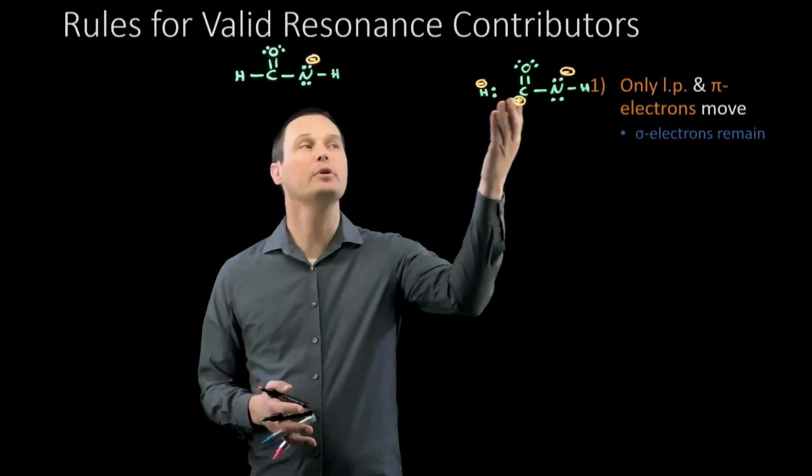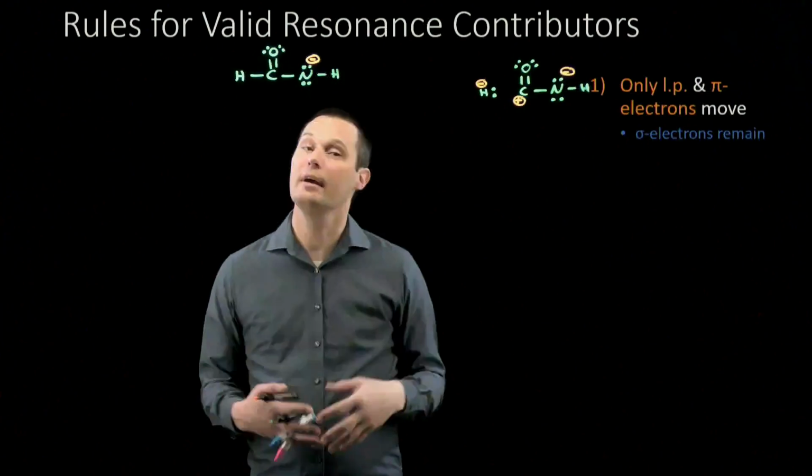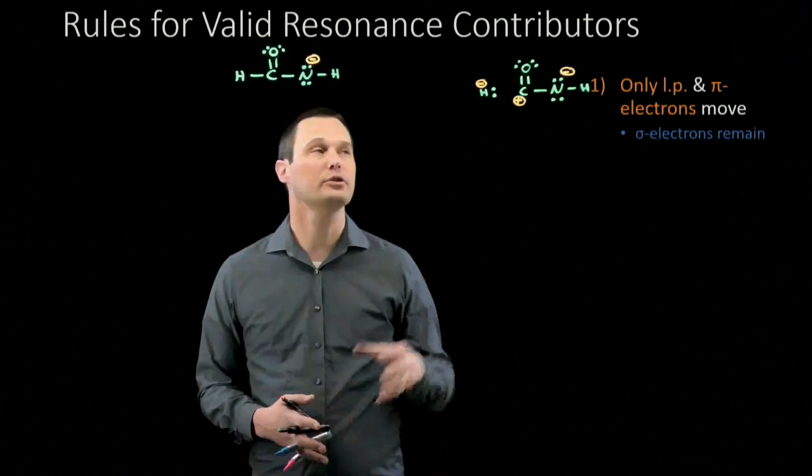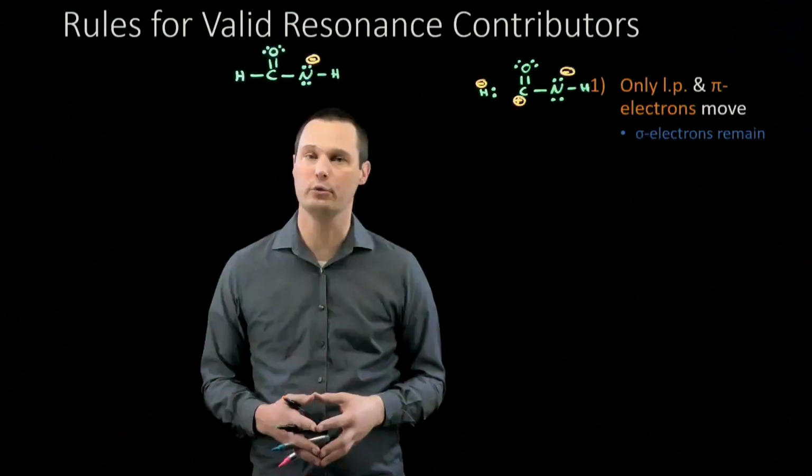This molecule has broken the sigma bond between carbon and hydrogen, and we're not allowed to break sigma bonds in resonance structures. Only pi bonds and lone pairs are allowed to move in resonance contributors.